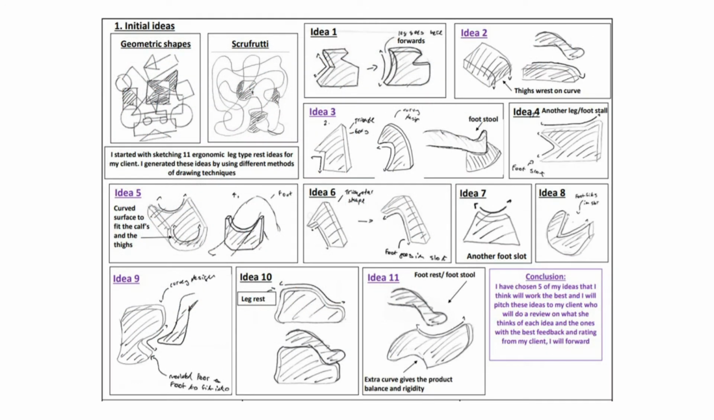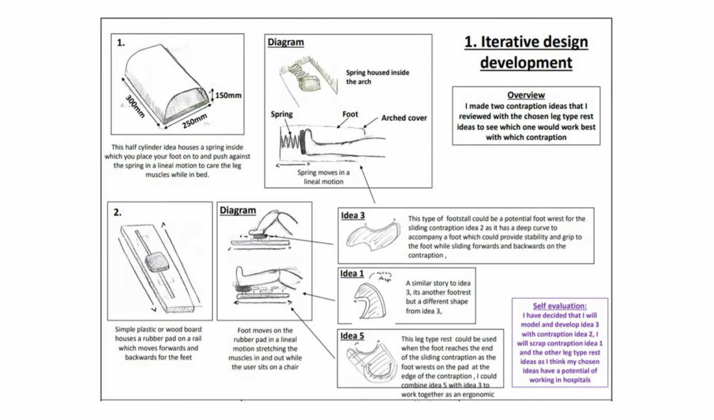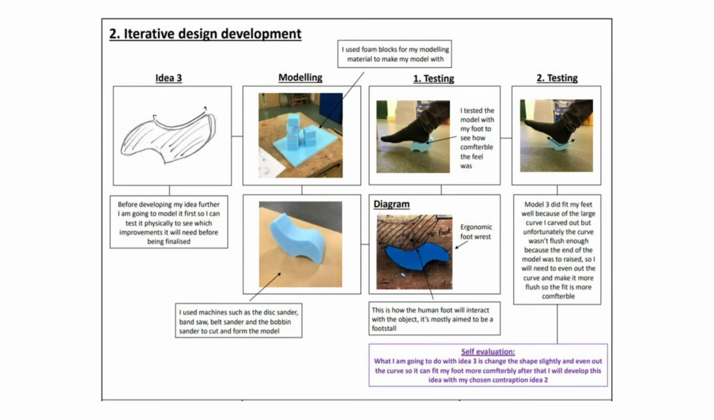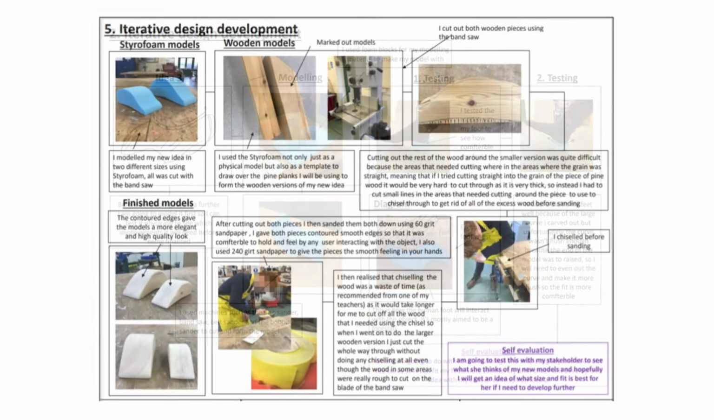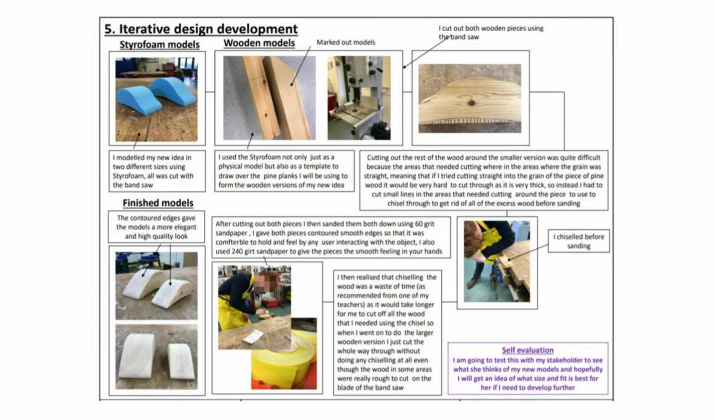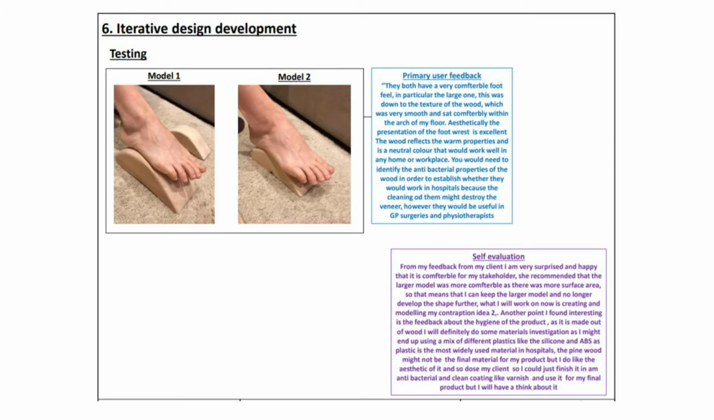In this slide, we see the candidate generating ideas by simply playing around with shapes. This moves on to consideration of how the product may function, and then into some rapid early models to allow some testing. The candidate then starts to develop the ideas as a range of models. The process then requires ongoing feedback and evaluation. Here we see the evaluation by the candidate and the primary user.